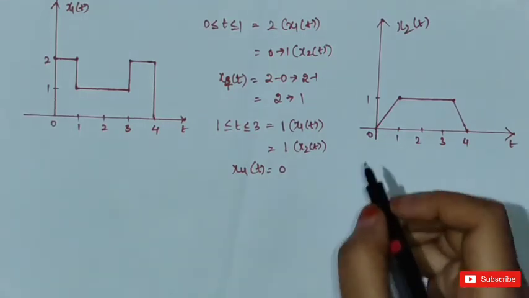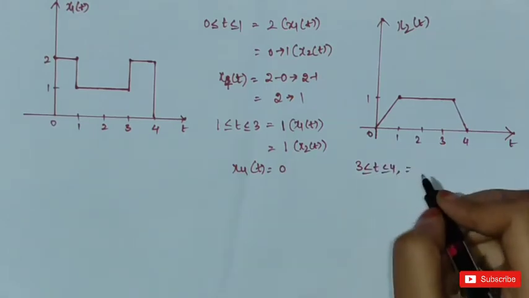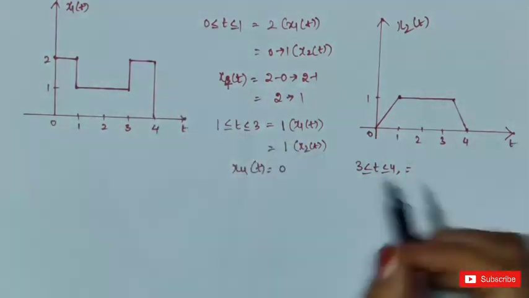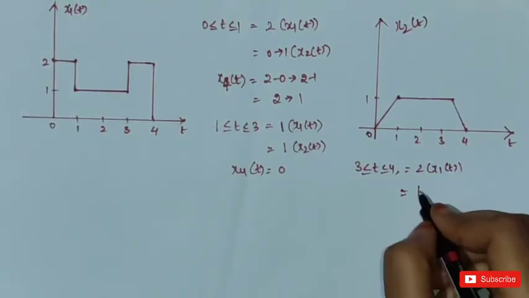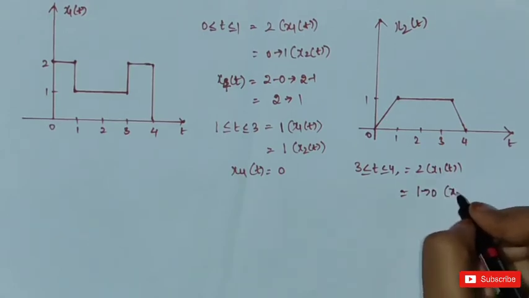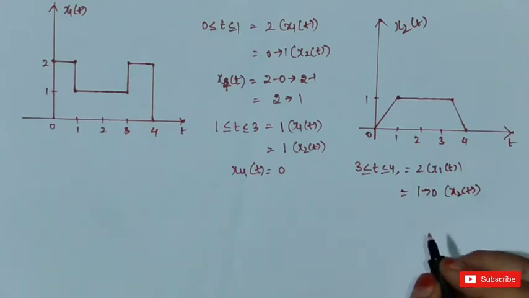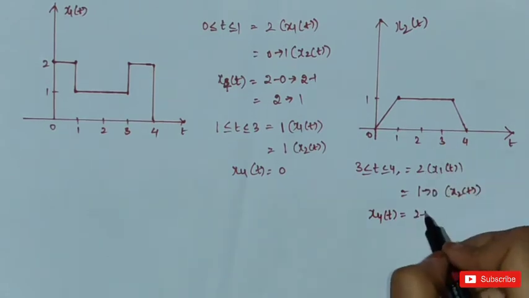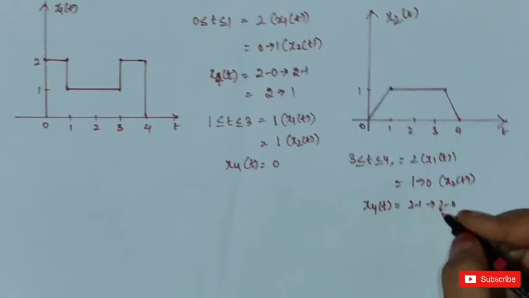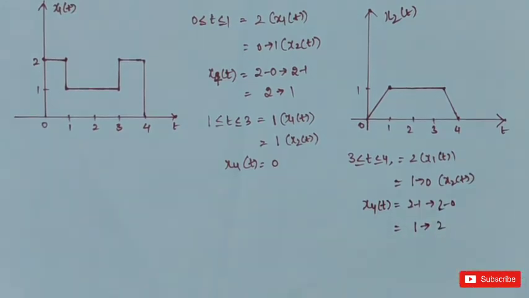Now let us calculate for interval 3 to 4. In between the interval 3 to 4, the amplitude is 2 in x1 of t and it is increasing from 0 to 1 in x2 of t. Then x4 of t can be obtained by 2 minus 1 to 2 minus 0. 2 minus 1 is nothing but 1 and 2 minus 0 is 2. So now we have the amplitudes or the values of the different time samples.